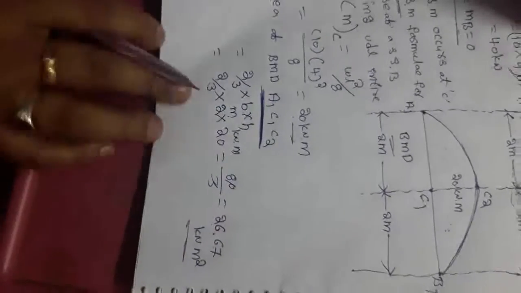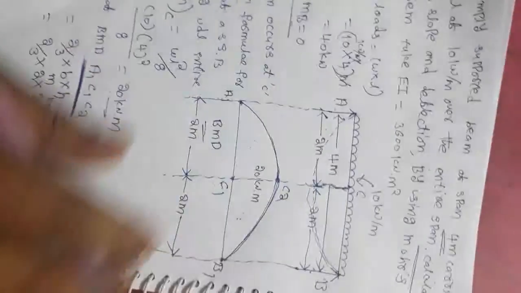From Mohr's theorem 1, the formula of slope is A by EI. A, you already got the value, that is 26.67 kilonewton meter square. That is 26.67 by EI. The EI value is given in the problem, that is 3600 kilonewton meter square. So both units are cancelled.